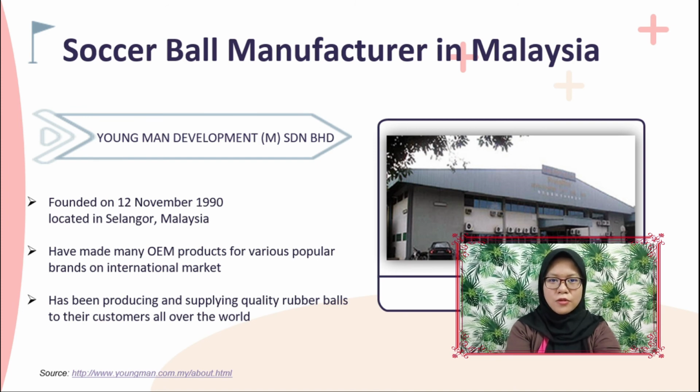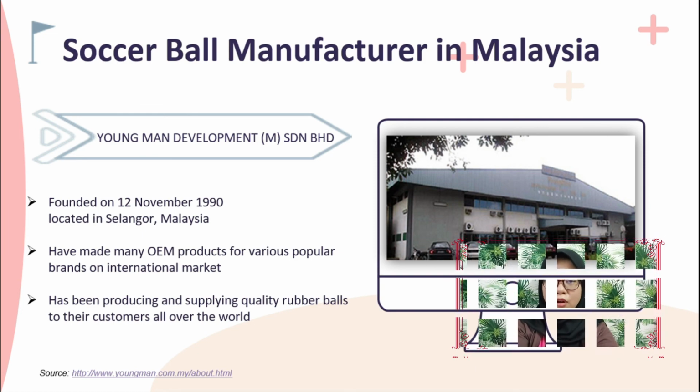Their products include all sizes and grades of rubber basketball, soccer ball, volleyball, American football, playground ball, and many more. They have made many OEM products for various popular brands in the international market. With highly competitive price and quality, Young Man has been producing and supplying quality rubber balls, including soccer balls, to their customers all over the world, especially the United States, Japan, Europe, and so on.